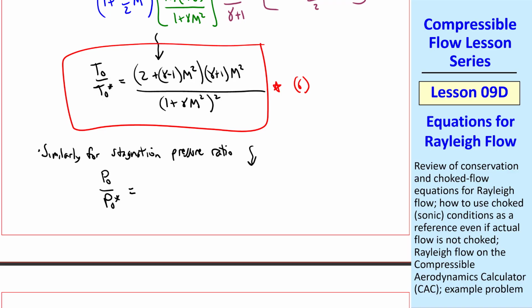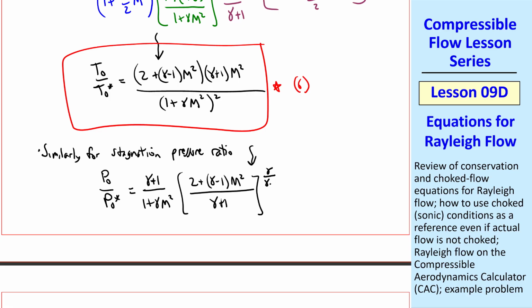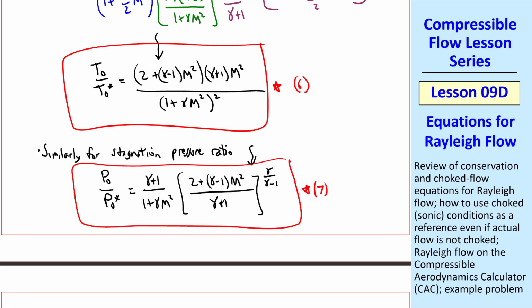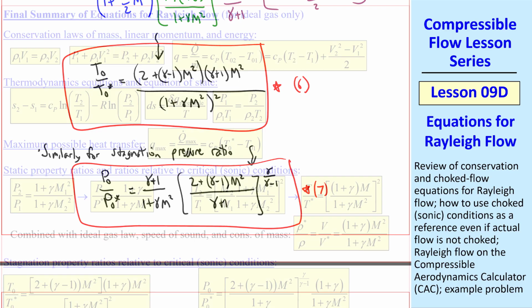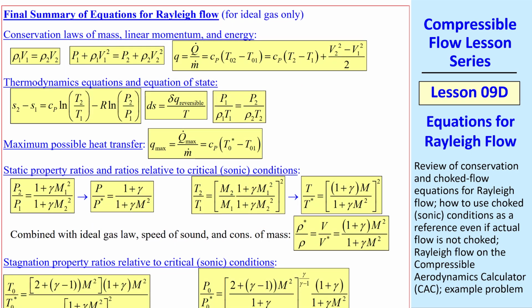We get P naught over P naught star is (gamma plus 1) over (1 plus gamma M squared) times [(2 plus (gamma minus 1) M squared) over (gamma plus 1)] to the exponent gamma over gamma minus 1, which I'll call equation 7. I typed up a final summary of all these equations for Rayleigh flow, again for an ideal gas.